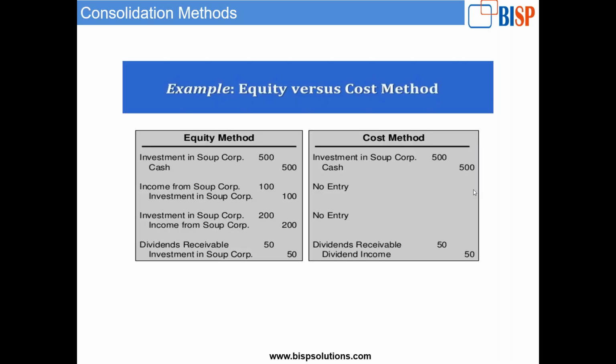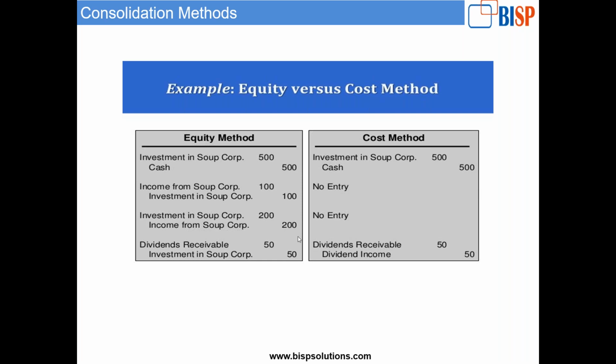Now here in this slide, I am trying to explain the difference between the equity method of consolidation and the cost method of consolidation. Under the equity method, at the time of acquisition, the initial entry updates the investment amount by 500 and credits the cash. Similar treatment is also given under the cost method.